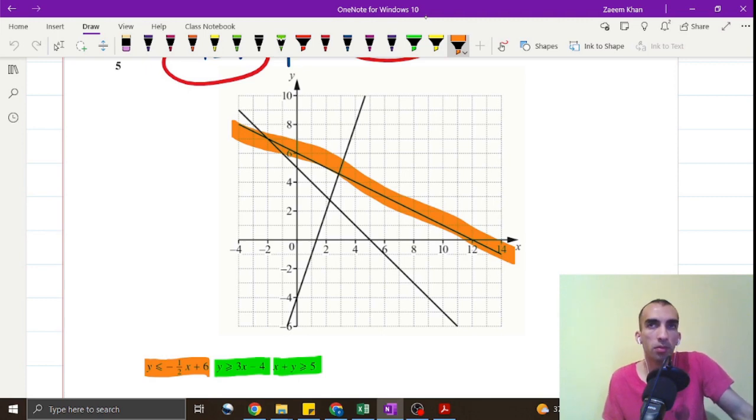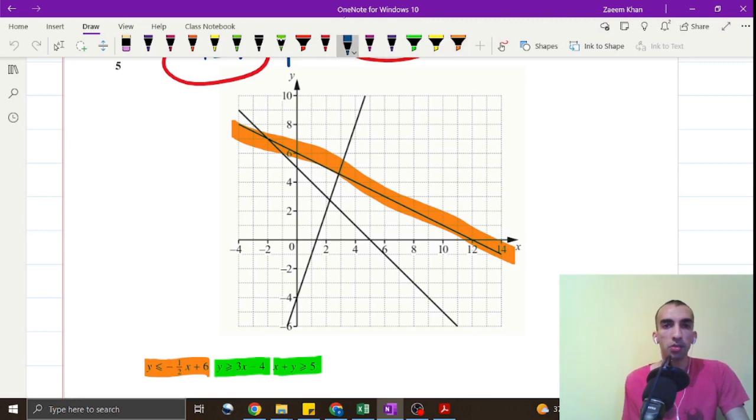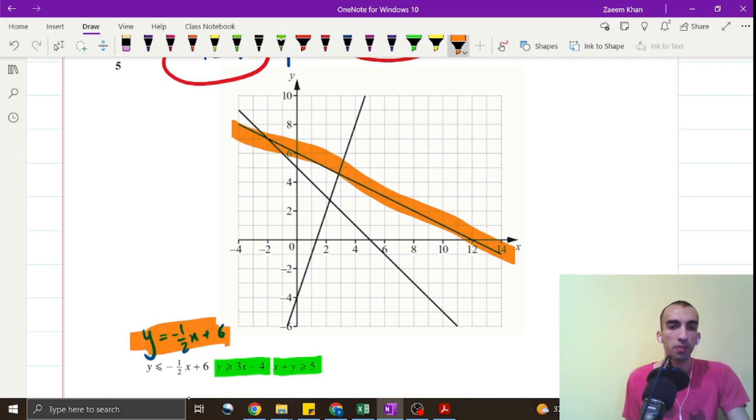Whenever you start shading a region, that's where you are referring to an inequality. So technically I should write it down like this: y is equals to negative half x plus 6, and I should highlight this in orange, right?